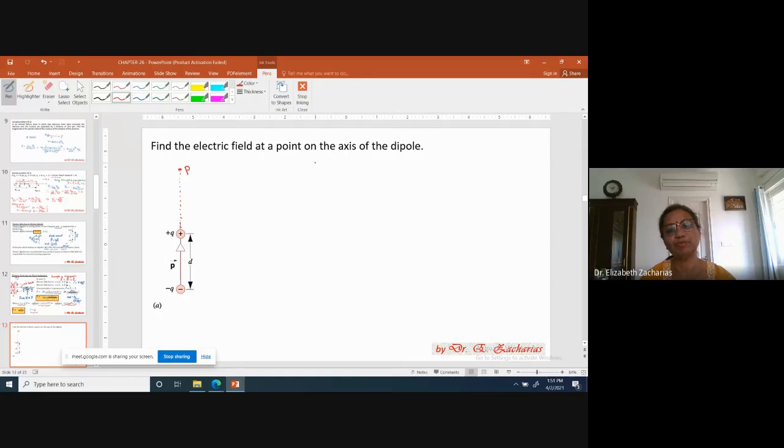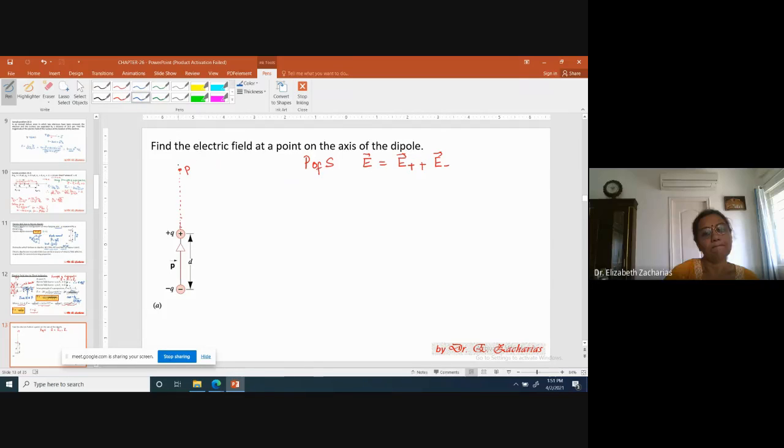Let's use the principle of superposition again. From the principle of superposition, the electric field at the point P is equal to the electric field because of the plus charge plus the electric field because of the negative charge. Now at the point P, can you put E plus? In which direction will E plus be? With respect to this figure, how do I put an arrow at the point P for the positive charge?